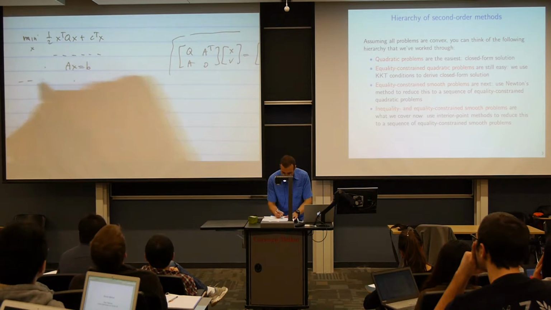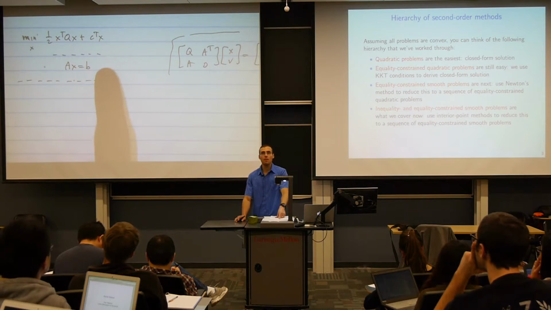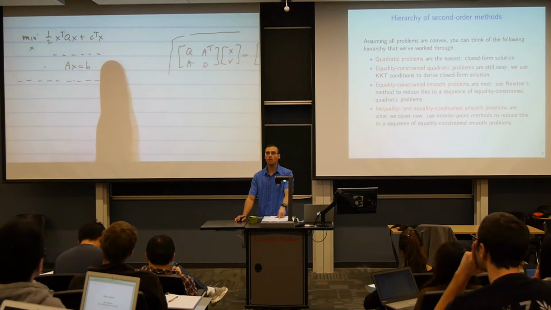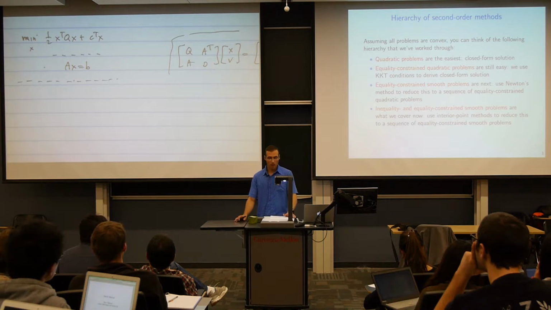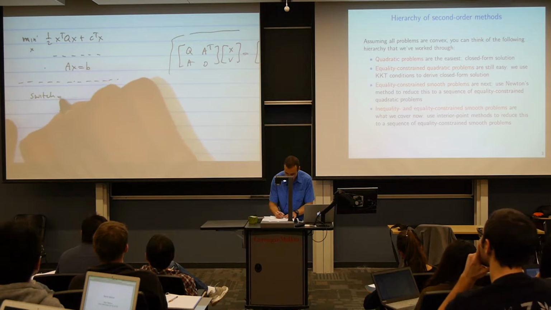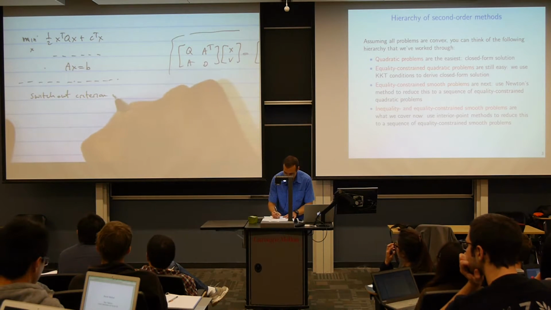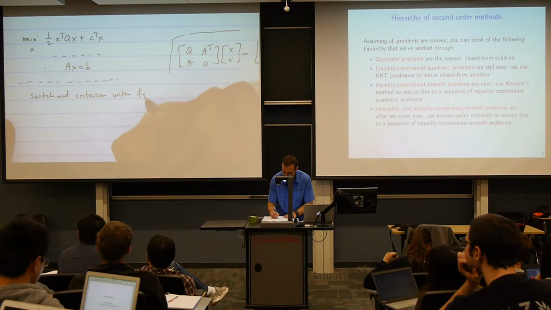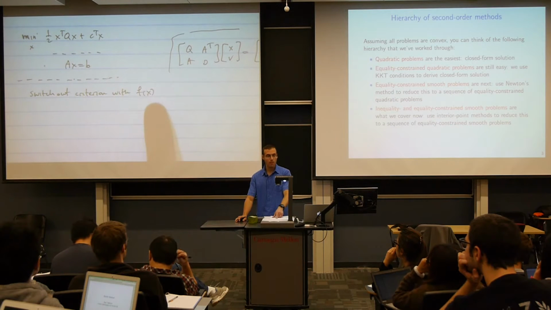So Newton's method extends on these. Newton's method takes into account the fact that solving equality-constrained quadratic problems is very easy. We can do it in closed form. And it extends on this by allowing us to switch out the criterion with some arbitrary doubly smooth function of x. Okay, so we're going to swap out this quadratic with f of x.